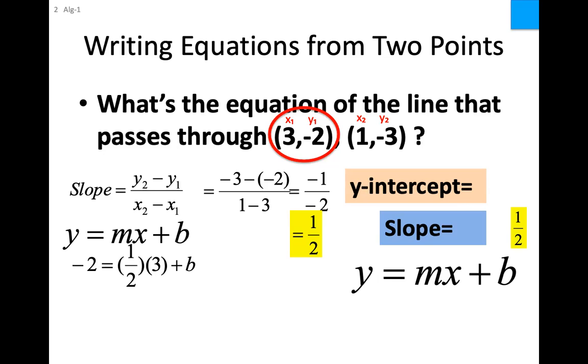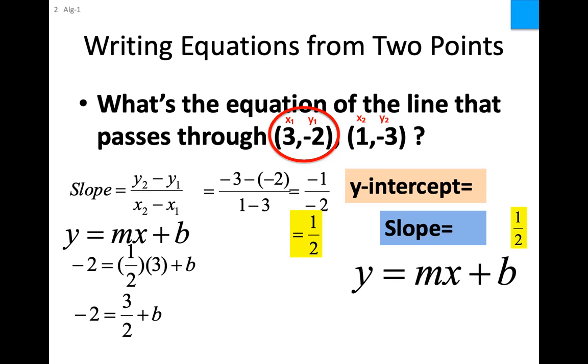Okay. 3 times a half? 3 over 2? What do we got to do? We got to subtract 3 halves from both sides. Like I said, when there's a fraction, it will become ugly. Scratch work over here. So I need to take a -2 over 1, and I need to subtract 3 over 2, if I subtract 3 halves from both sides.